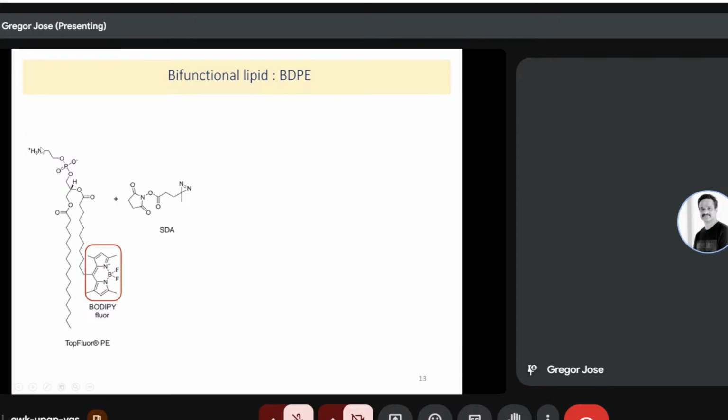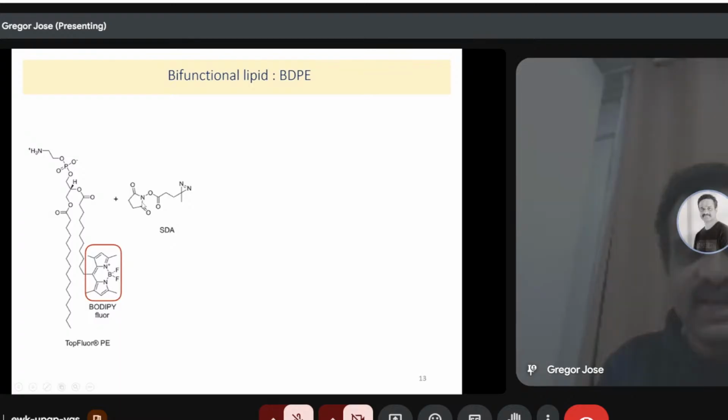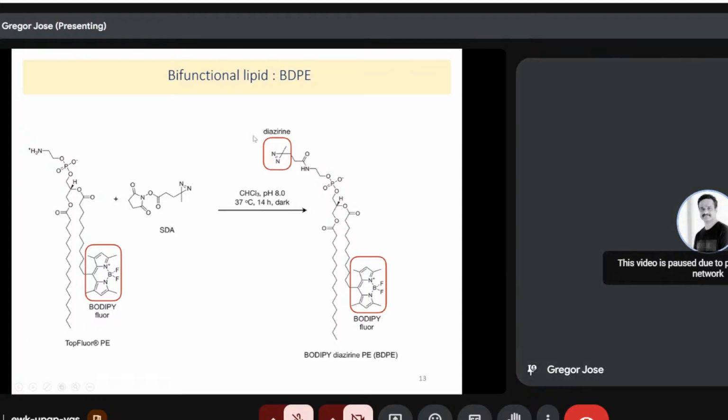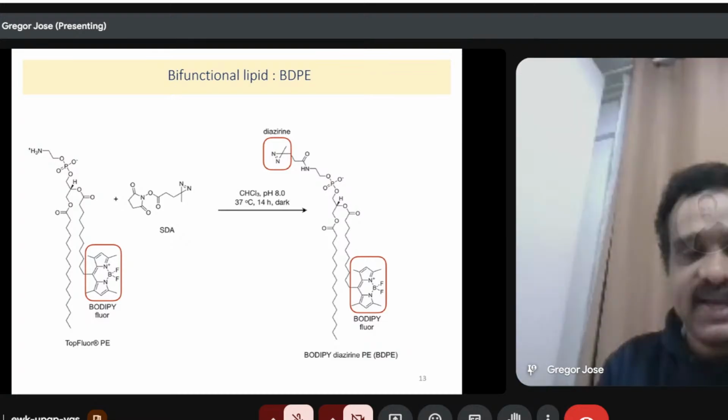What we did, we treated this lipid with SDA. SDA has a diazirine, which is a photoactivatable compound, and an NHS group. If you mix these two things in slightly basic condition, the NHS reacts with the amine and gives an amide linkage, which gives you this molecule. It's a very straightforward reaction, no columns. We separated it using TLC, characterized it by HRMS, and showed that this molecule can be made.